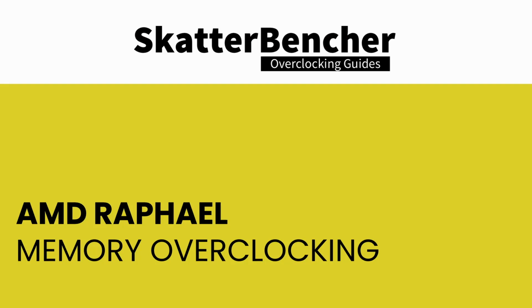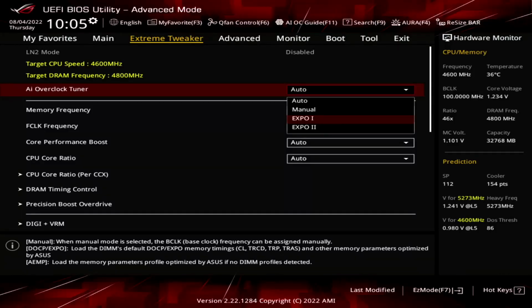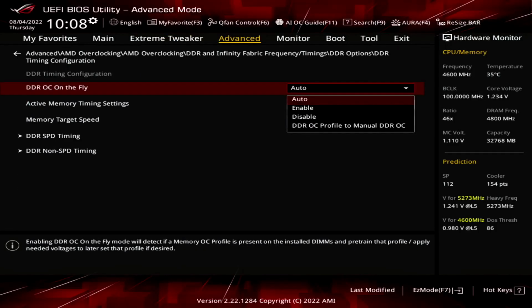AMD Raphael is AMD's very first CPU supporting DDR5 memory. And while it may sound like a great technological jump from DDR4 to DDR5, overclocking DDR5 is actually very similar to overclocking DDR4. There are also 2 new features related to memory clocking: EXPO and DDR on the fly.